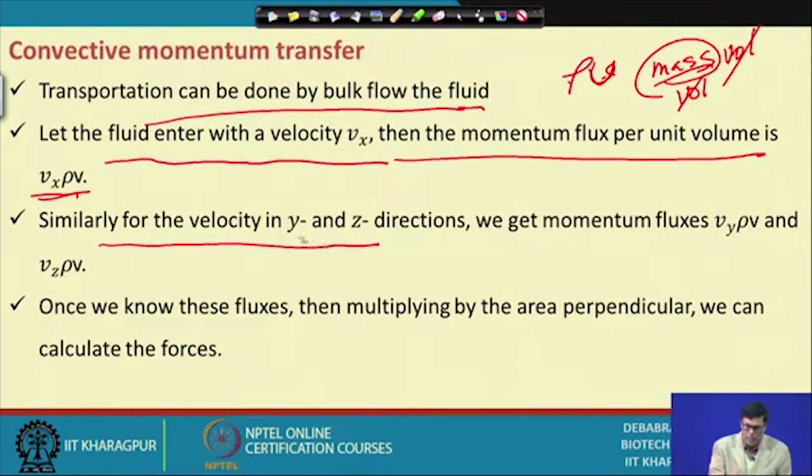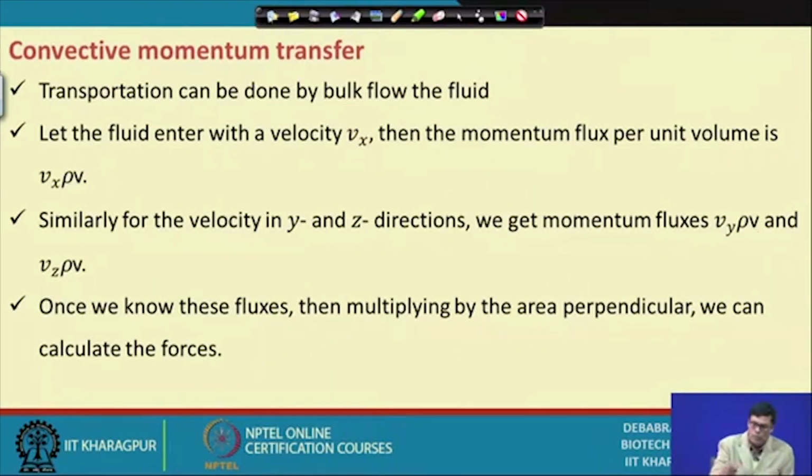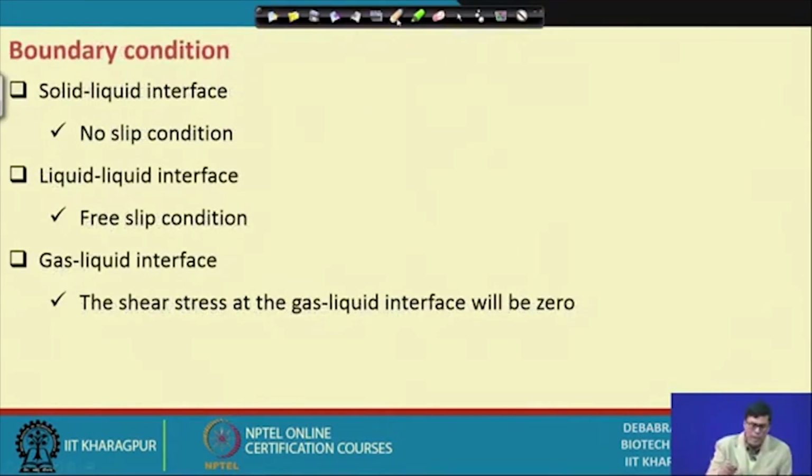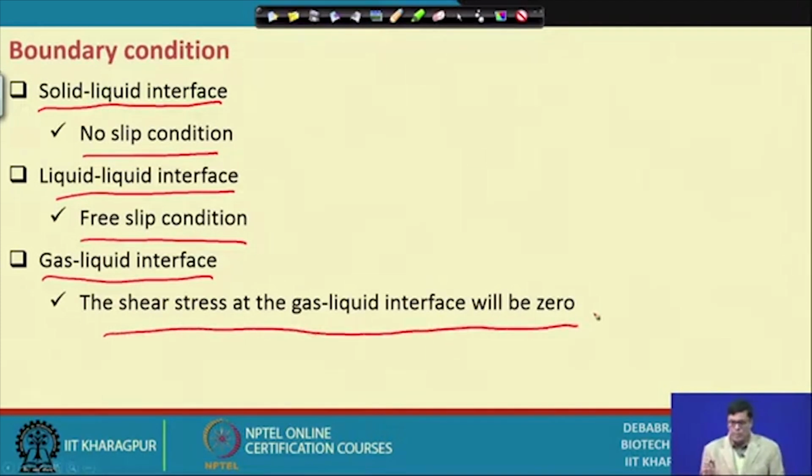Similarly, for the velocities in the y and z directions, we can have the momentum flux like this: Vy rho V and Vz rho V. We know that when the flux is multiplied by the perpendicular area, we can calculate the force. I have already shown you this before. There are different boundary conditions at the solid-liquid interface. There will be no-slip flow, and in case of a liquid-liquid interface, free slip flow is there, and at a gas-liquid interface, the shear stress will be zero. That is the boundary condition that we have.